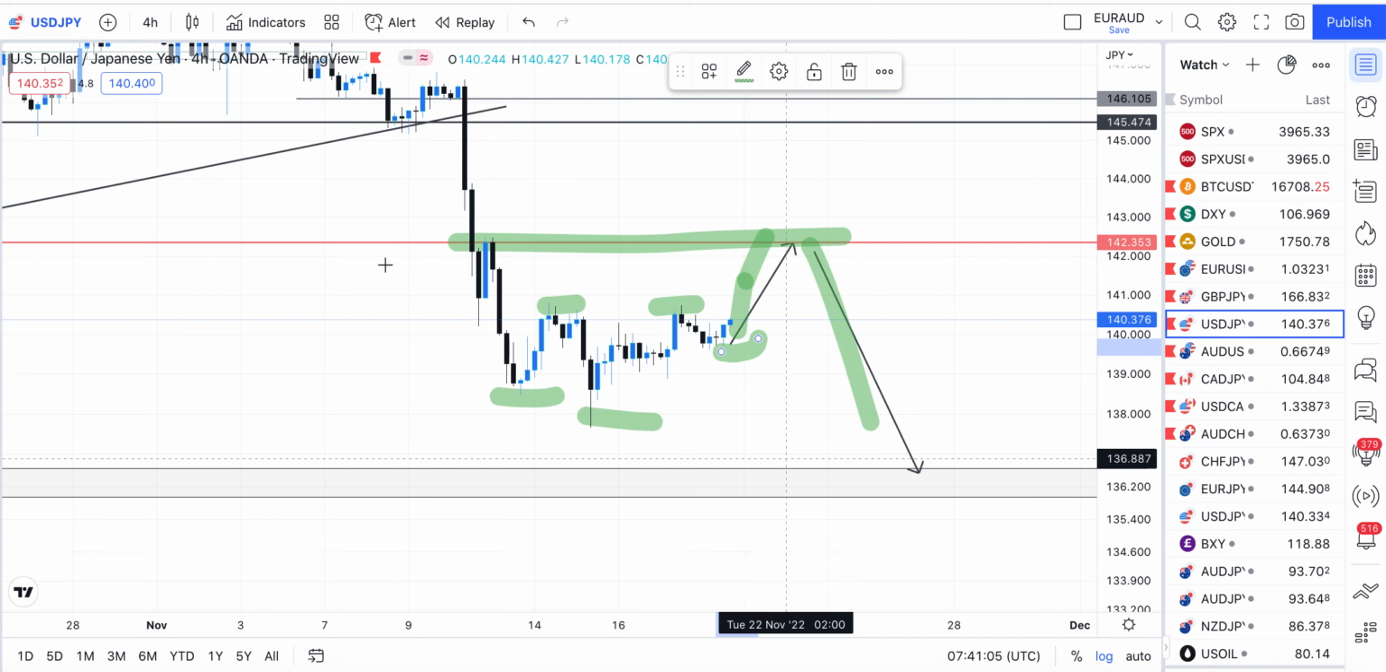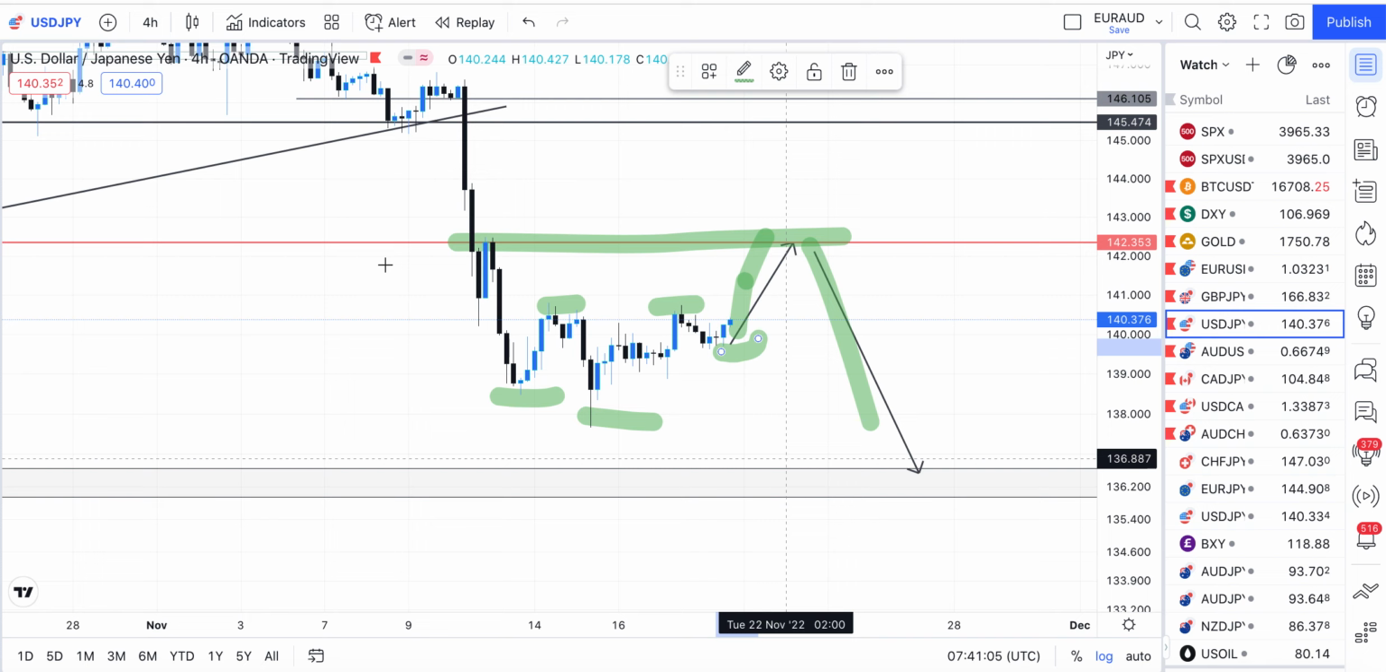So if you are looking to trade a rejection at this particular area, put your stop loss above that area, and then your first target at 136.128, because there we can see a support level at that particular area. If we have a breakout of that area, then your second target should be at 138.35. So that is my analysis on USD JPY.